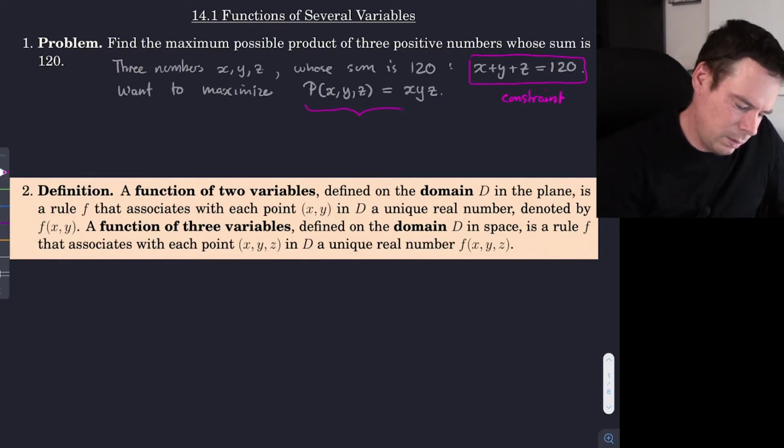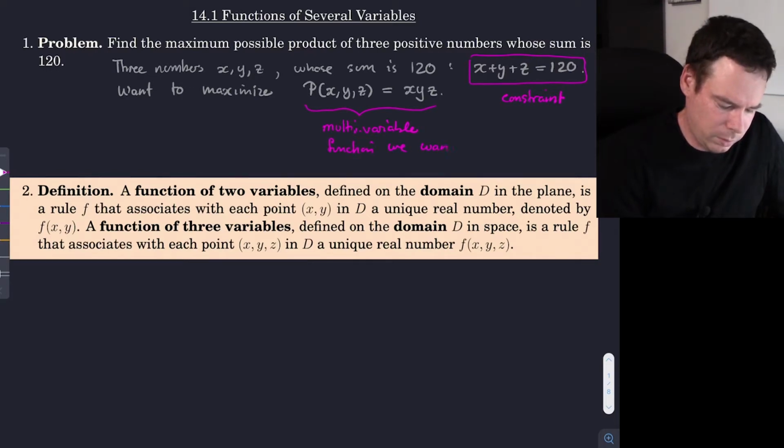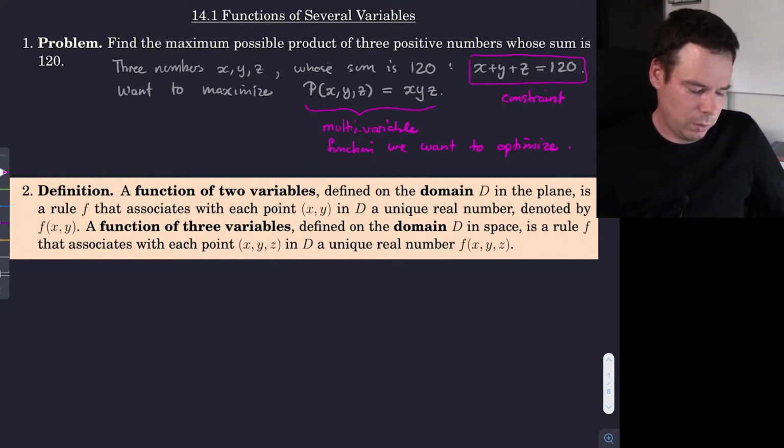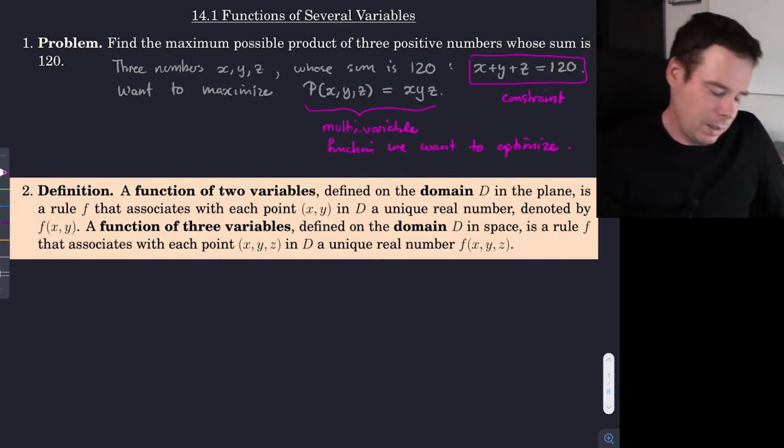And this is the multivariable function we want to optimize. Optimize meaning find the maximum or minimum values. In this case we want to find the maximum. So I've sort of informally introduced this idea of a multivariable function.